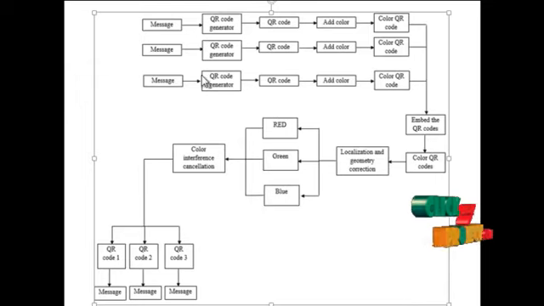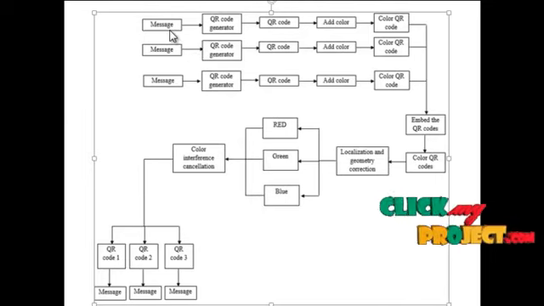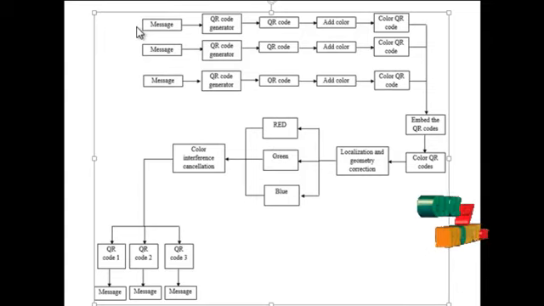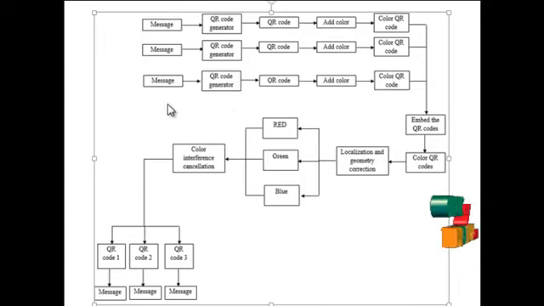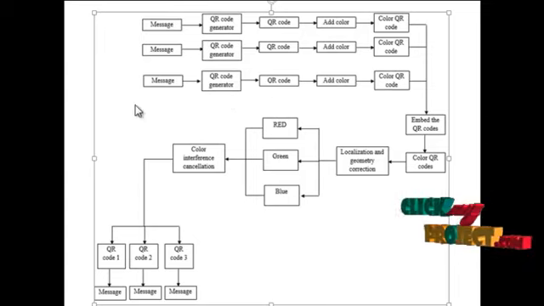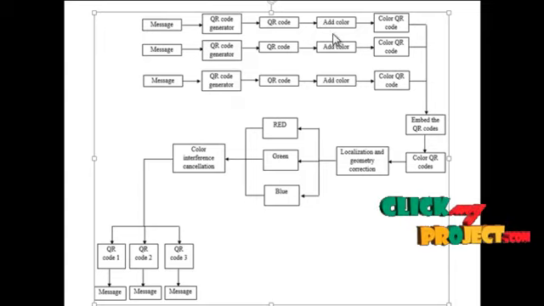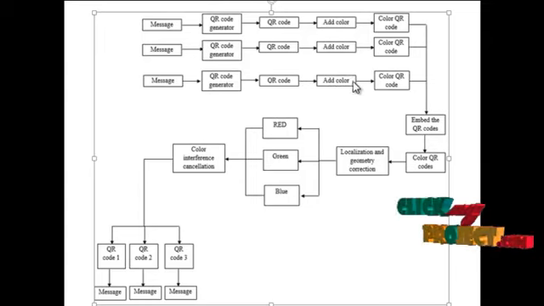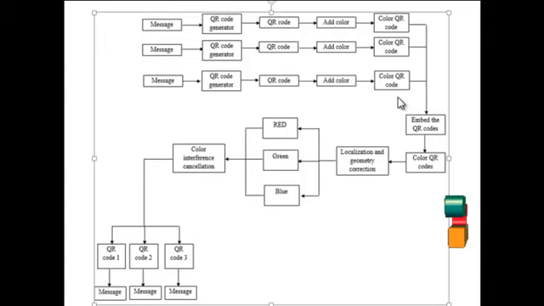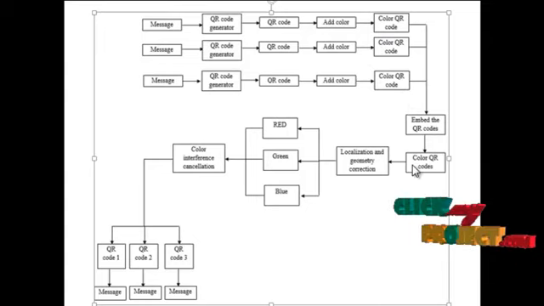Now, this is the flow diagram for our proposed work. Here three types of message are used, and these three messages go to the QR code generator, and the QR codes are generated. That process is done in the normal QR code application. Then we add color to each QR code using image processing, and then the color QR codes are embedded into each other to generate the color QR code.